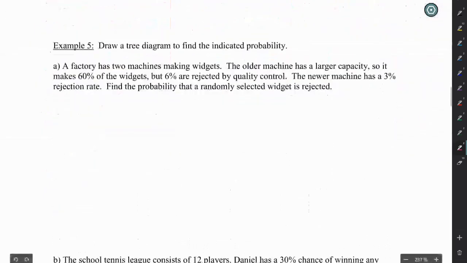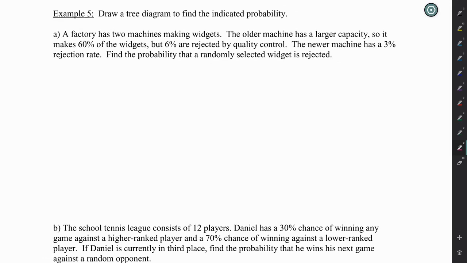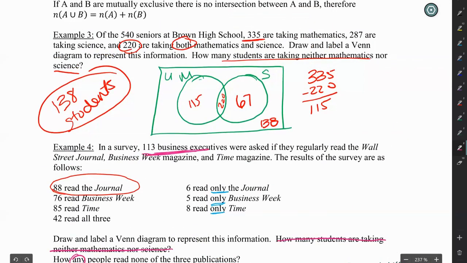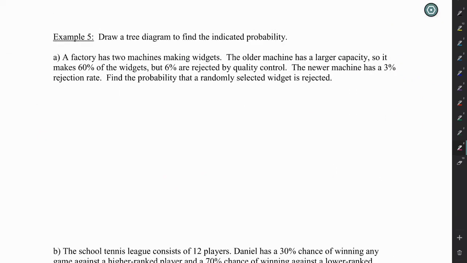Next, we're going to talk about tree diagrams. So with tree diagrams, we usually have a situation where one thing happens and then something else happens. Whereas with Venn diagrams, we're just kind of talking about two things that are going to overlap each other, but they're not really sequential. When you're talking about sequential things, that's more when you want to use a tree diagram.